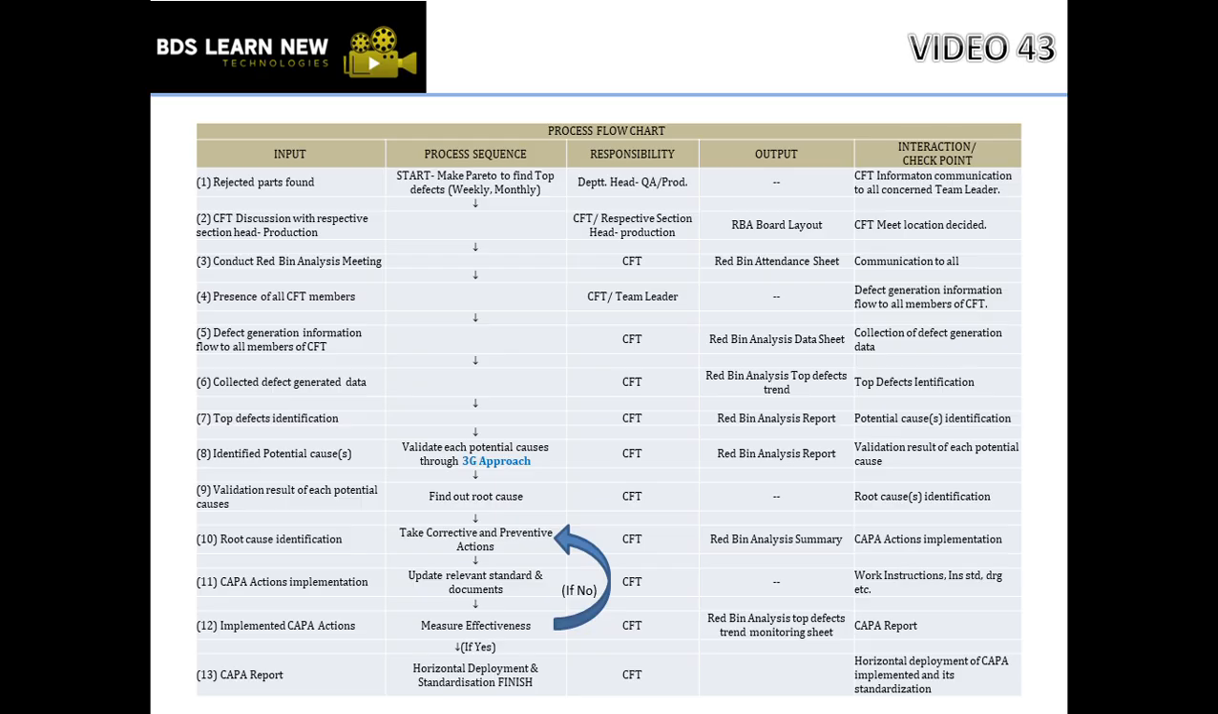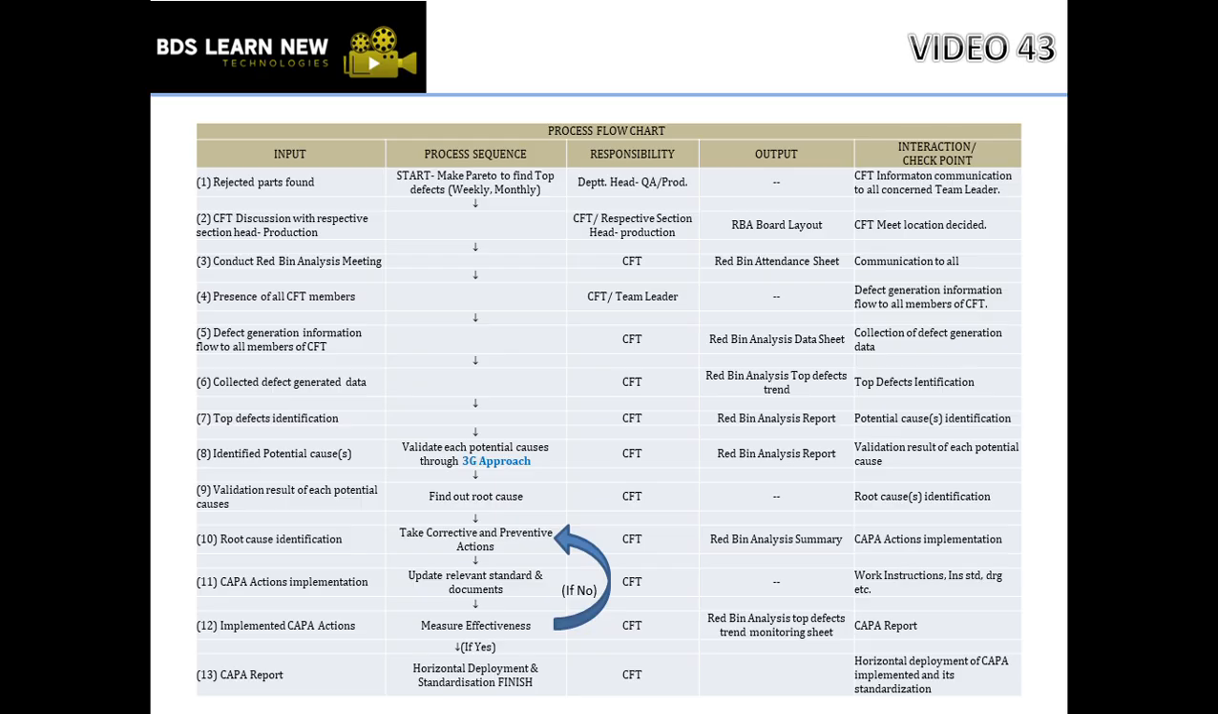Then the eighth one is identify potential causes. Now we have to validate each potential cause through the 3G approach. The 3G approach we will discuss in our next slide. Then we have the output of the red bin analysis report. Now the interaction checkpoint is the validation result of each potential cause. What is the cause for this? Right. The ninth one is the validation result of each potential cause. In this case, we have to find the root cause. Root cause identification we have to find out.